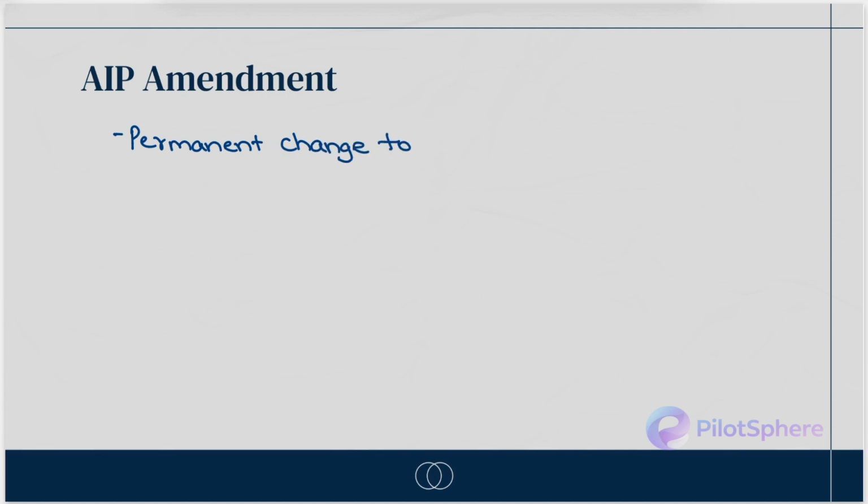Permanent change to AIP information. Okay. We've made a publication. We've got our aeronautical information publication or our handbook, but things change over time. So we need to make amendments and we need to make changes. So we need to add information and remove information. How does that happen? AIP amendments is one of the ways.